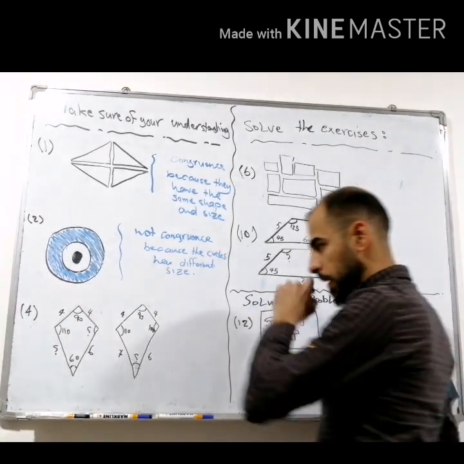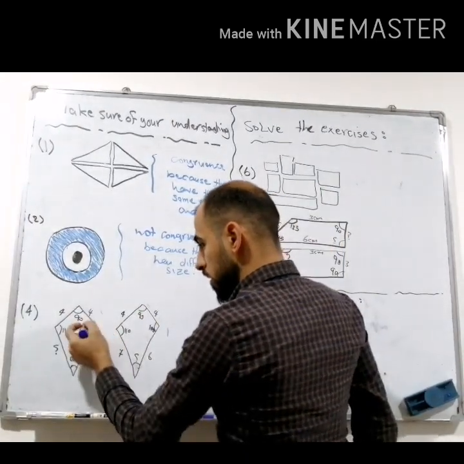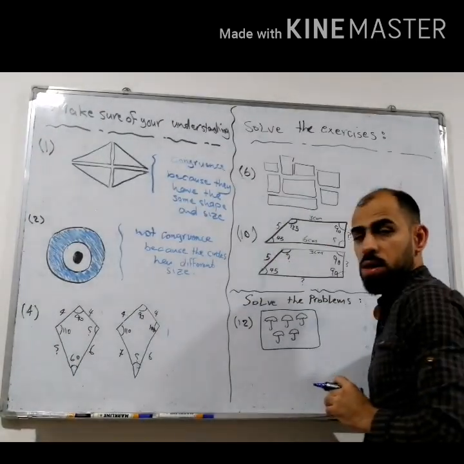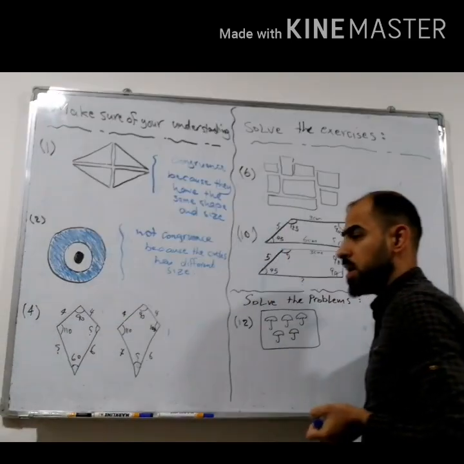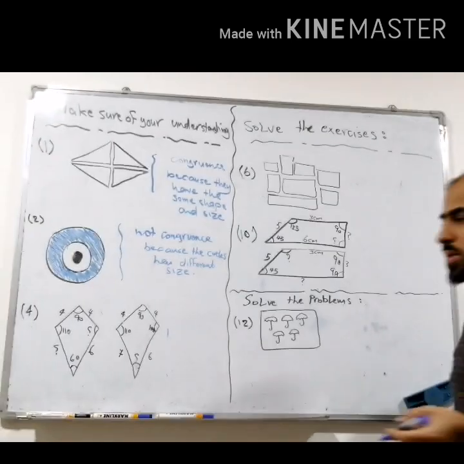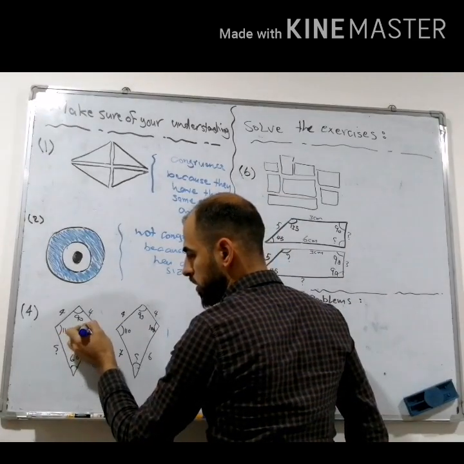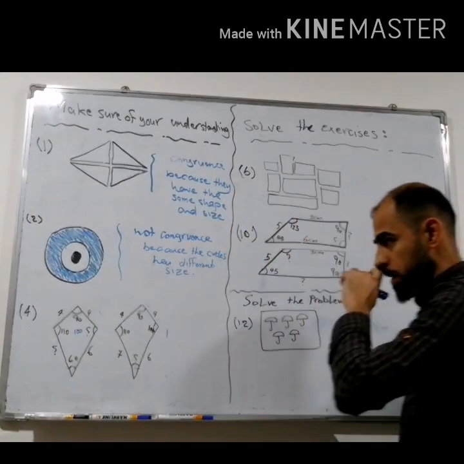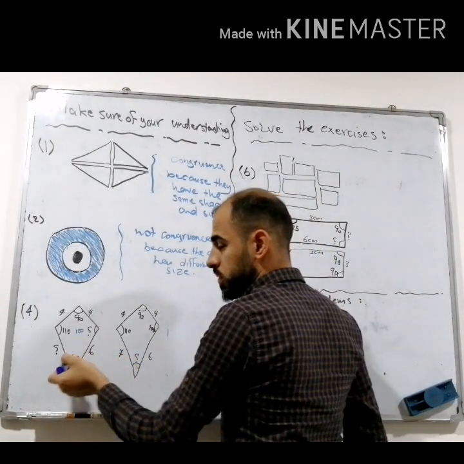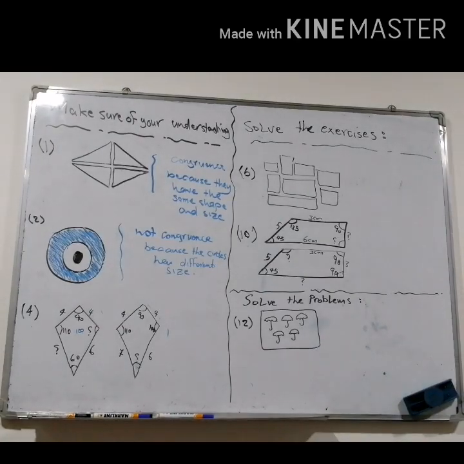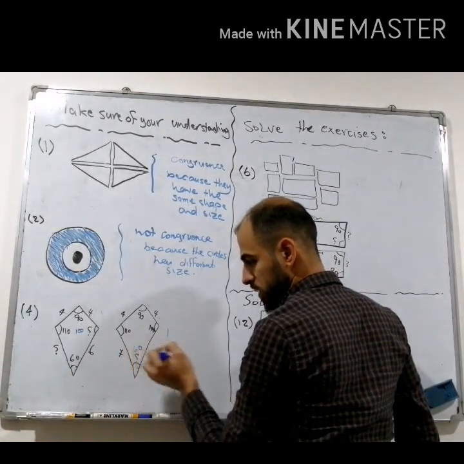Okay? So this angle is an unknown angle, but its corresponding angle is known, which equals 100 degrees. So this angle equals 100 degrees. Okay? And this angle is also unknown, but its corresponding angle equals 60 degrees. So this angle equals 60 degrees measure.